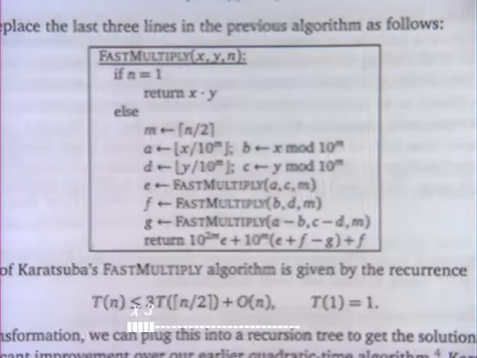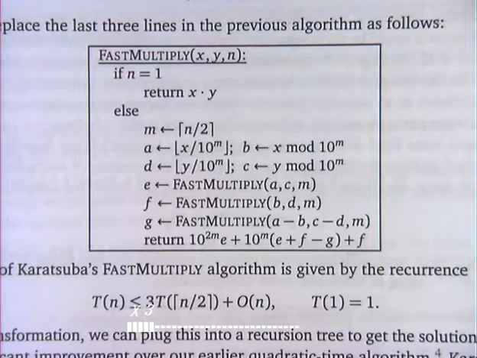Karatsuba's algorithm. Here it's written in base 10, although normally you'd actually do it in base 2. If your numbers are small enough, just do it. Otherwise, you split X into A and B, split Y into C and D. And then I do 3 recursive calls to fast multiply to get the various terms that I need to glue together in the last line to get my answer.